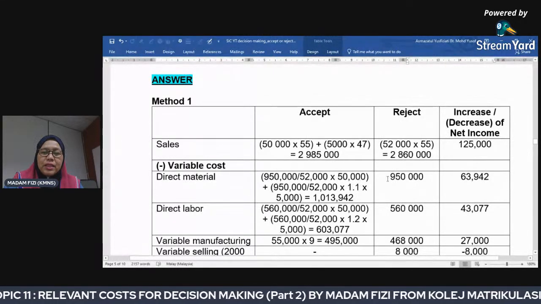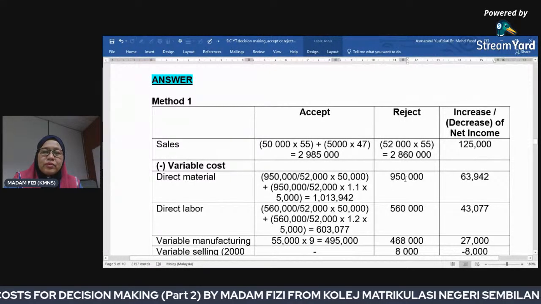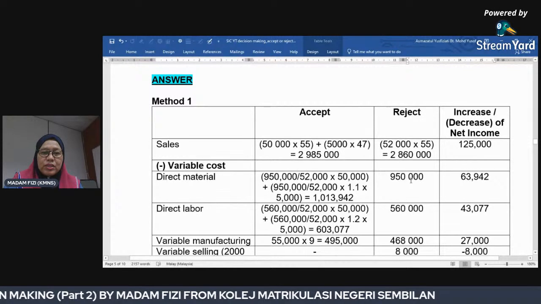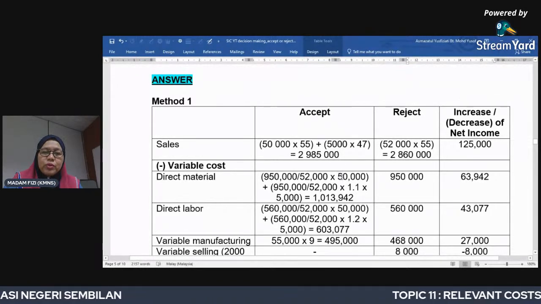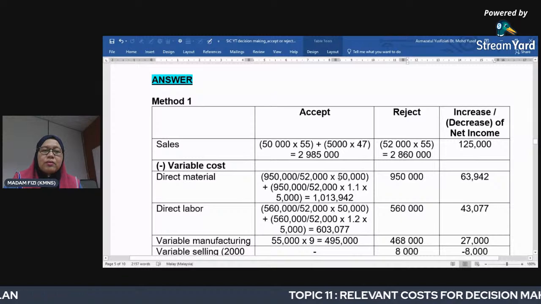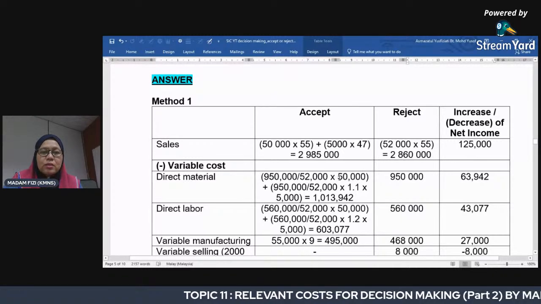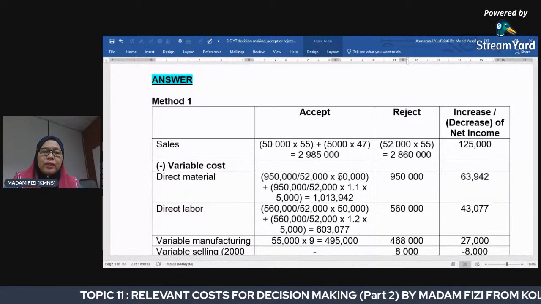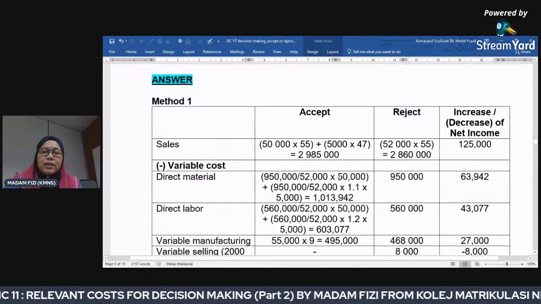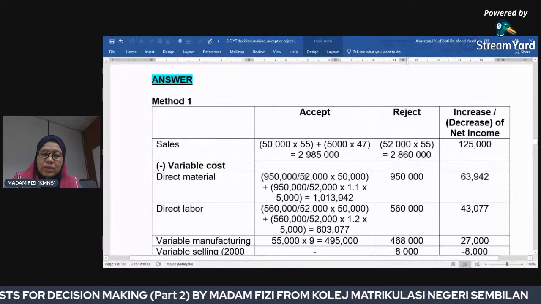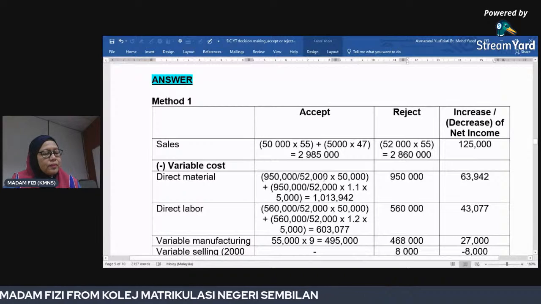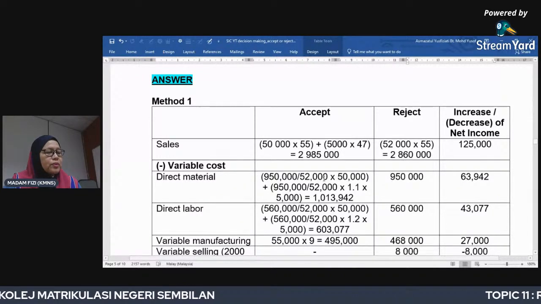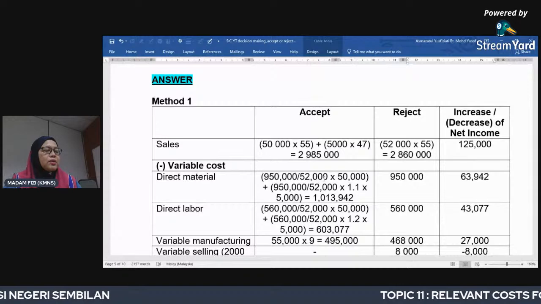Okay, now we look at the variable cost for direct material. If we reject, maksudnya yang asal is 950,000. Ini ada dekat question tadi. Okay, how about if we accept? If we accept, maksudnya ada 50,000 unit saja. And then you have to calculate cost per unit. Cost per unit for direct material, that is 950,000 over 52,000. So dapat berapa tu? RM18.27.